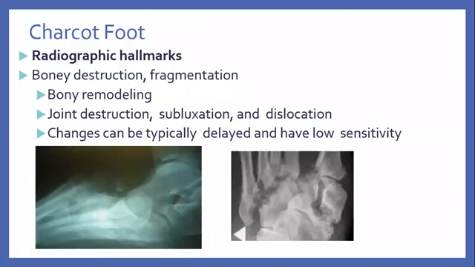So radiographic hallmarks, you'll see bony destruction and fragmentation, as you can see in this image here, and this image here as well. Bony remodeling, joint destruction, subluxation, and dislocation. Changes can typically be delayed and have low sensitivity. On X-ray, a term to describe the appearance of Charcot is a bag of bones. It's hard to differentiate where one ends and one begins.